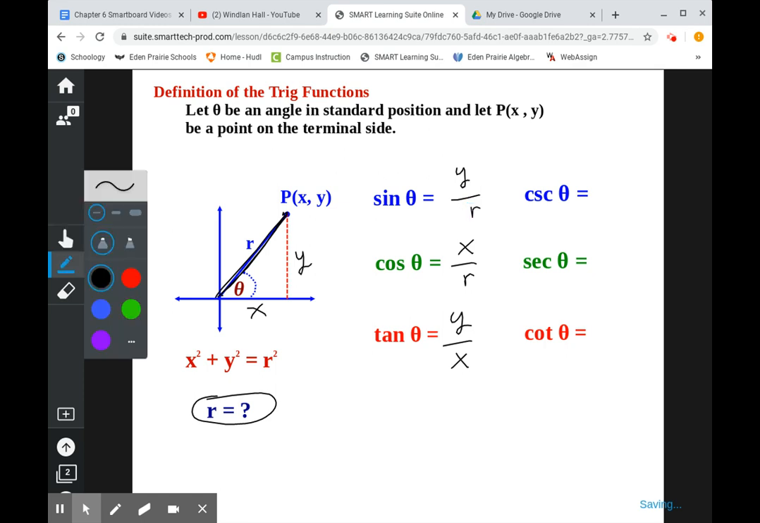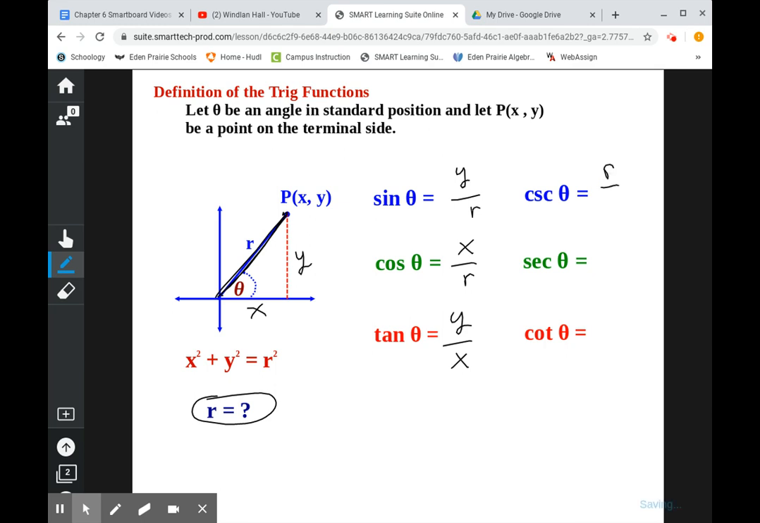Let's not forget about the reciprocals. The cosecant is the reciprocal of the sine, so that's just r over y. Secant is the reciprocal of the cosine, so r over x. And the cotangent is the reciprocal of the tangent. It's just x over y.